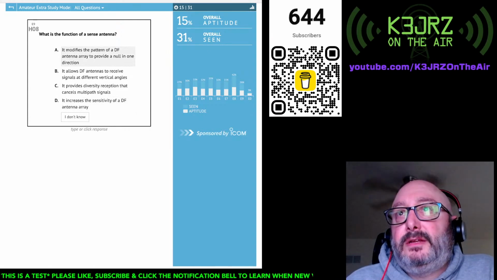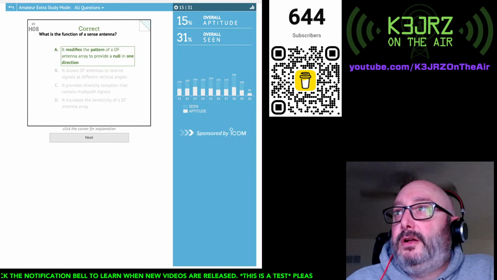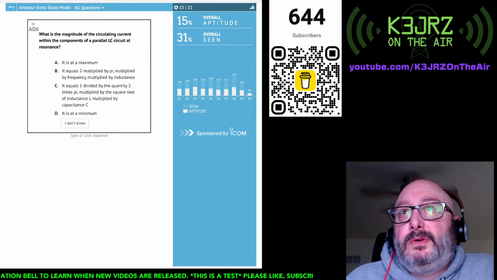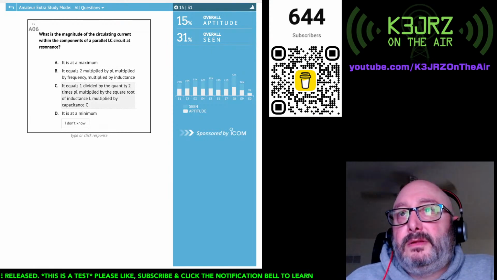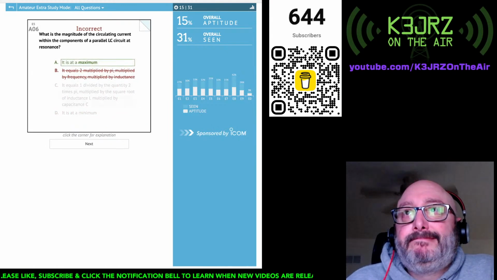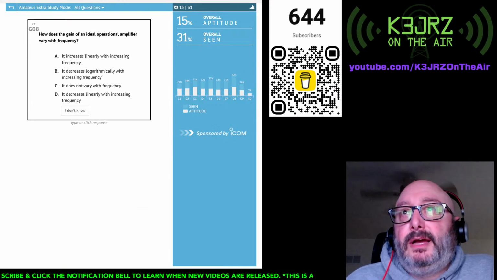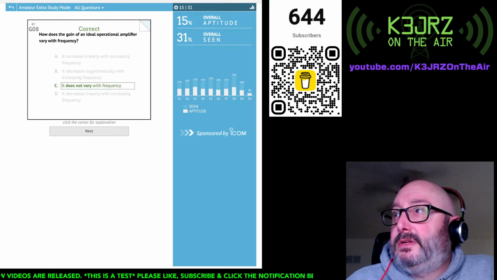The function of a sense antenna modifies the pattern of the DF antenna array to provide a null in one direction. What is the magnitude of circulating current within the components of a parallel LC circuit? Maximum. How does the gain of an ideal operational amplifier vary with frequency? It does not vary with frequency.